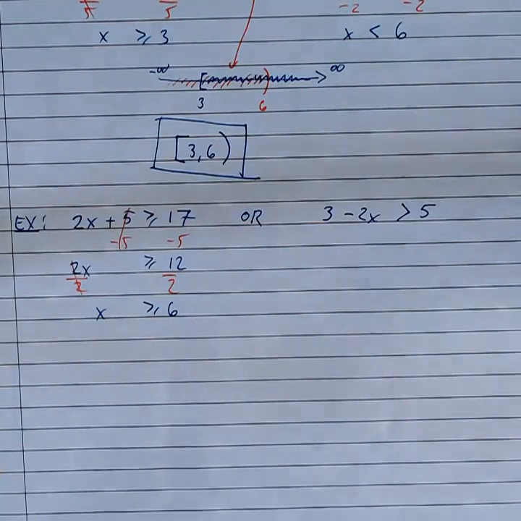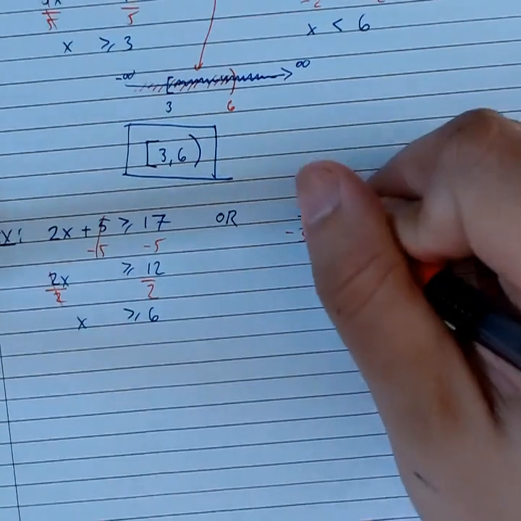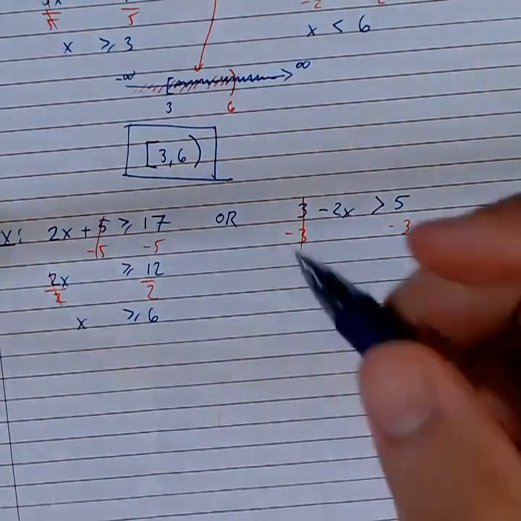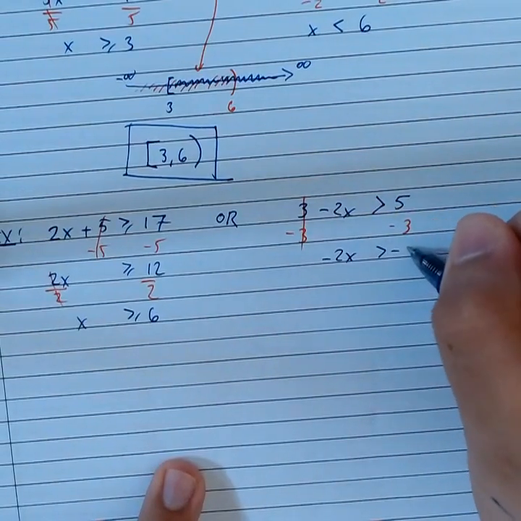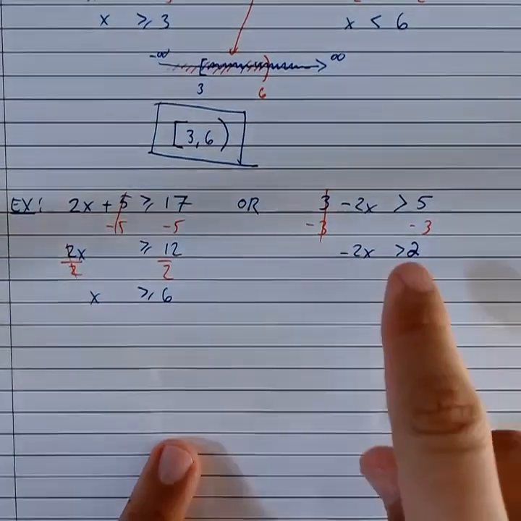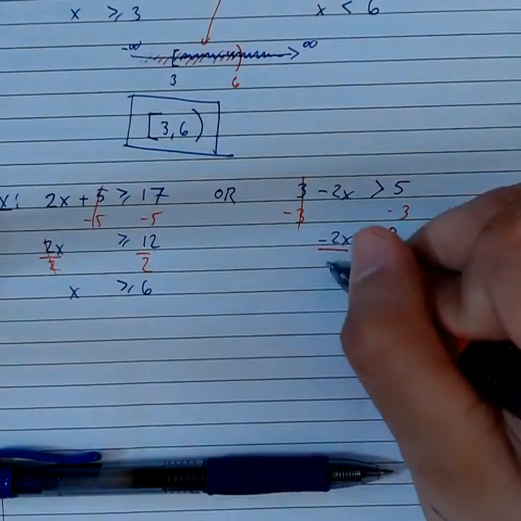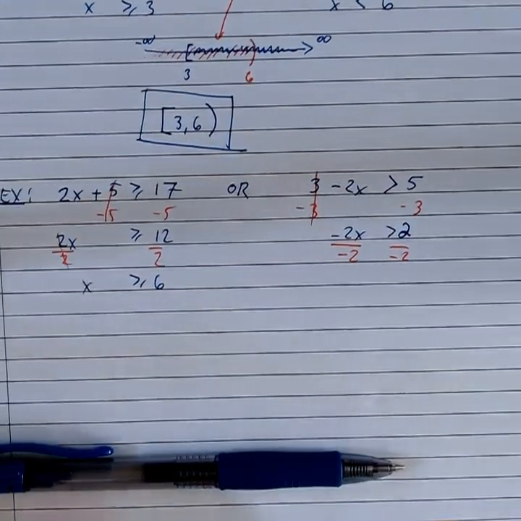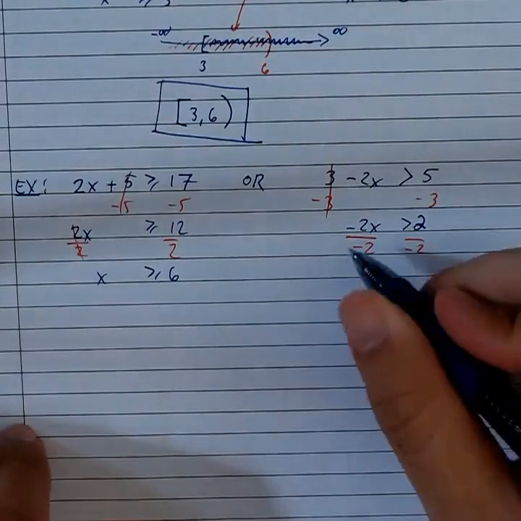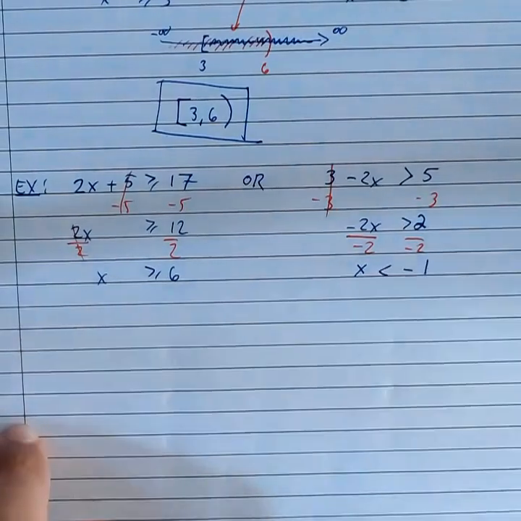Over here, we're going to subtract 3 from both sides. So that'll get me minus 2x is greater than positive 2. 5 minus 3 is positive 2. And then we can divide both sides by a negative 2. Note, since you're dividing by a negative, that will change your inequality. So now instead of greater than, we're going to have less than. So x is less than negative 1.